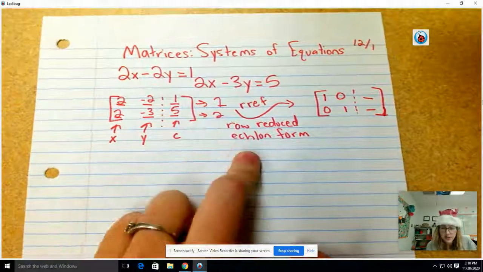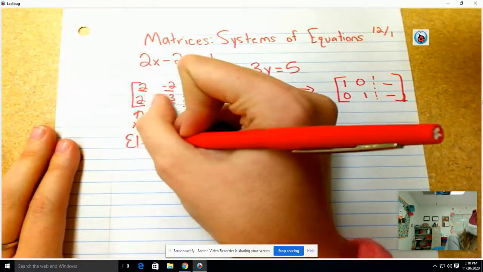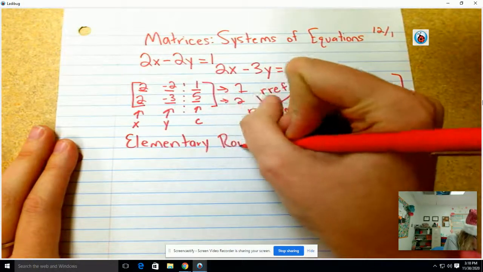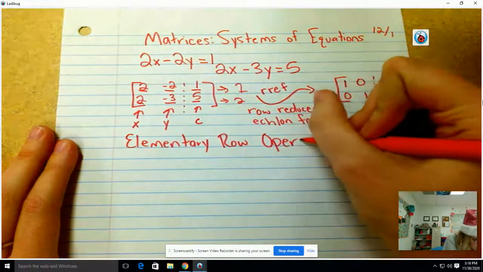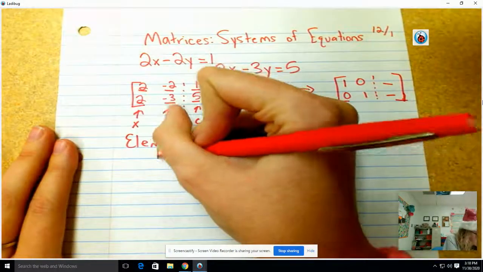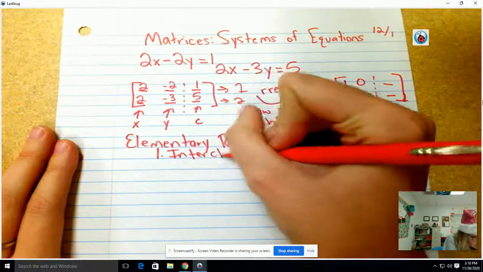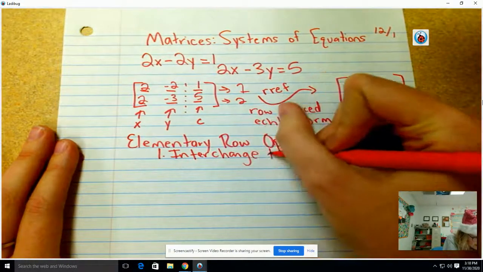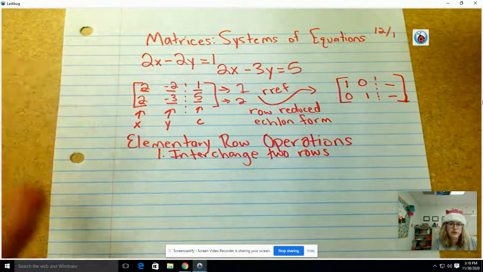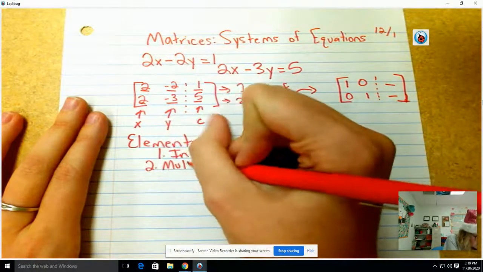So for row reduced echelon form, there are 3 operations that you can do. They're called elementary row operations. So rule number 1 is you can interchange 2 rows. So that means I can make row 1 row 2 and vice versa. I can flip rows.